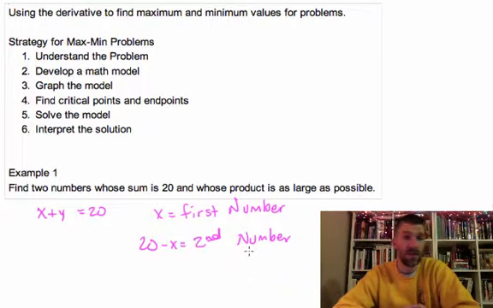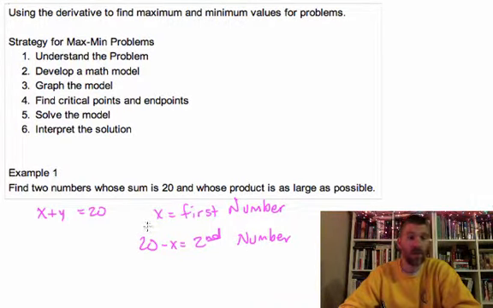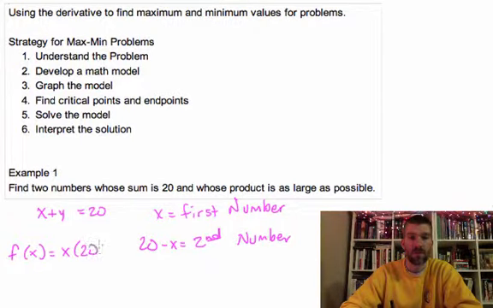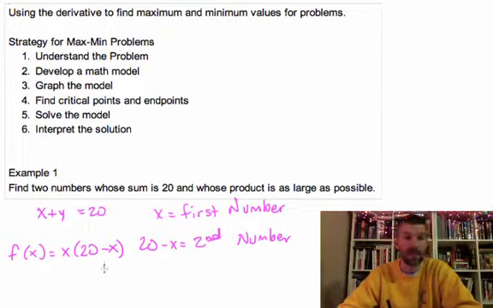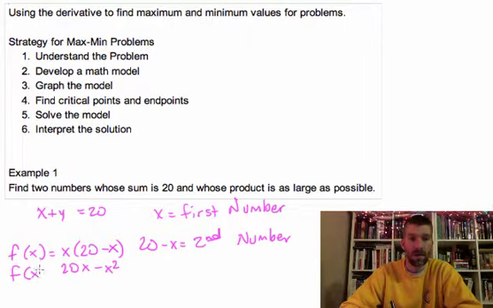Now the whole problem: find two numbers whose sum is 20 and whose product is as large as possible. Well, if I add these two together, I'm going to get 20. So now I just need to check out the product of those. I want f of x to be as large as possible, and I'm working with x times 20 minus x. It's going to be easier to refer to this as 20x minus x squared. Go ahead and find the derivative.